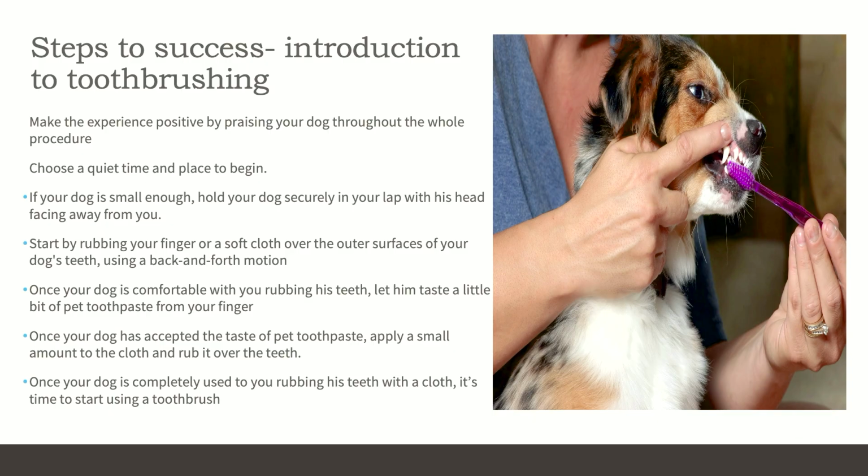Once they become a little bit more comfortable with you rubbing the teeth, let them taste a little bit of the toothpaste from the finger. Most of the time, the toothpaste for cats and dogs is flavoured, so it is quite palatable. And once they have accepted the taste of the toothpaste, apply a small amount to the same cloth and rub it over the teeth. Once they are completely used to rubbing the cloth over the teeth, then you can slowly advance to using a toothbrush.